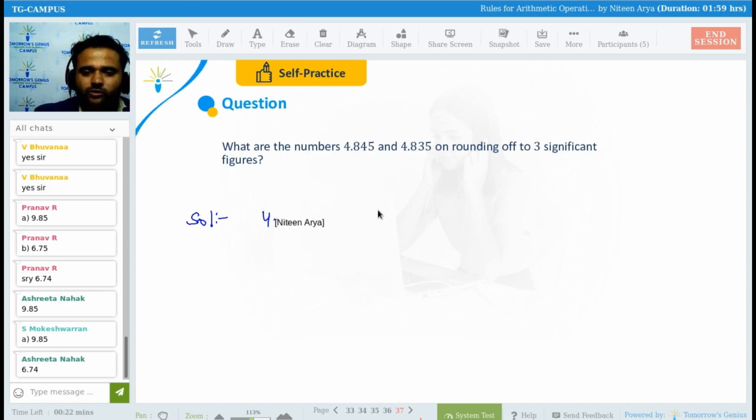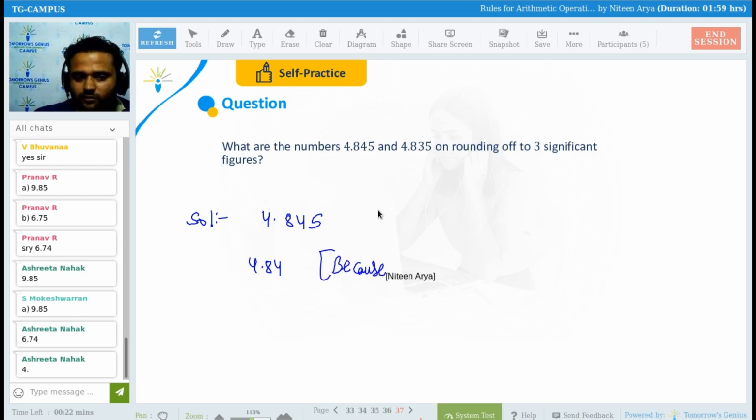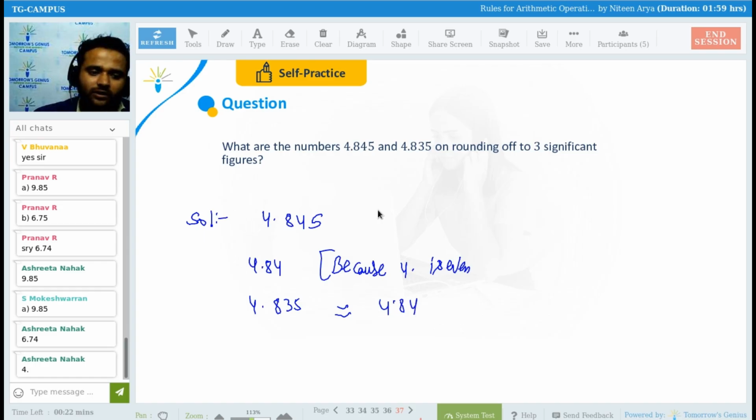So as you can see, 4.845, again following the same rule, is 4.84 because 4 is even. And 4.835 can also be converted to 4.84. Both the things are 4.84. Yes. Okay.